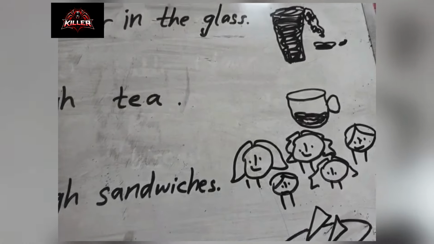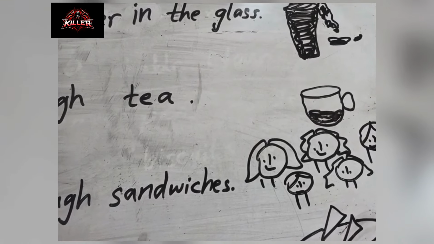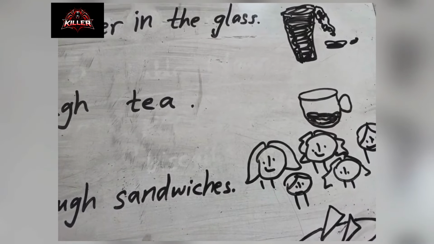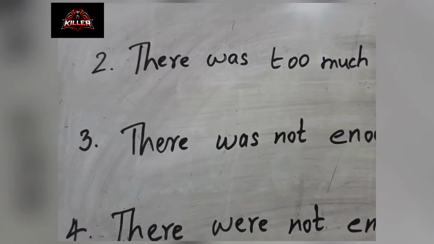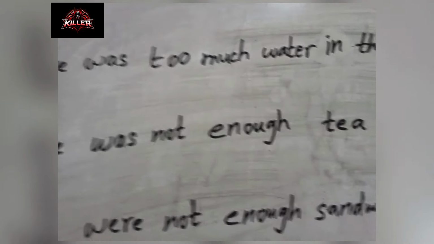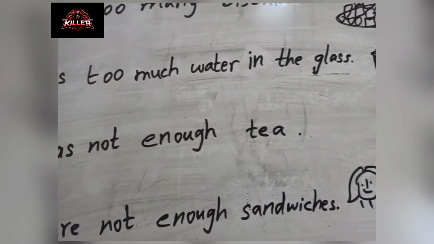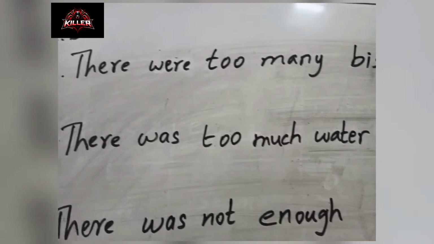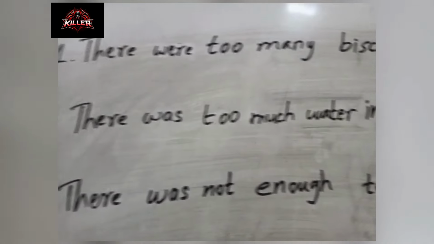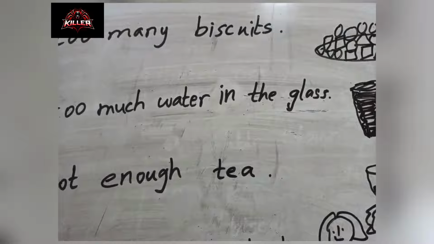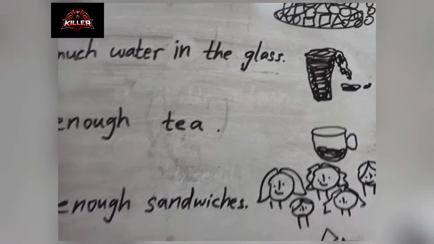In the third picture, there is a cup and there is a little tea in it. That tea is not enough, it means. So we will use not enough with tea and we will use was because the tea is uncountable. There was not enough tea. Or you could also say there was not enough tea in the cup. In this case also, you could make a sentence there was too much water and you could put a full stop after it, or you could also say there was too much water in the glass. In both cases, that is a complete sentence because it is coming with the picture.